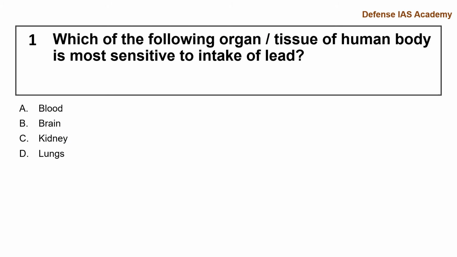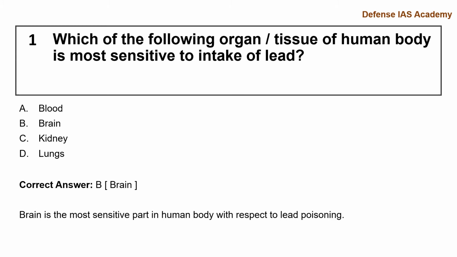So till now we saw some basic or standard questions that can be asked on the environment and ecology topic. Now let us see a little more complex questions or MCQs that can be asked in the UPSC examination. Question 1. Which of the following organs or tissues of the human body is most sensitive to intake of lead? The correct answer is brain. Brain is the most sensitive part of the human body with respect to lead poisoning.